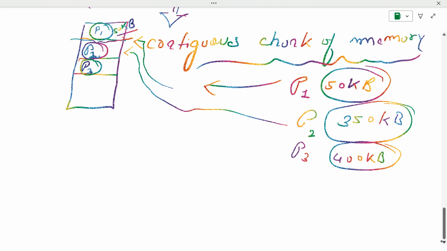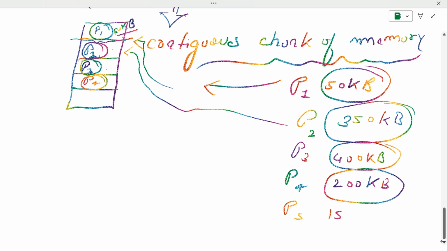Don't go by this picture, I drew it smaller, but actually the 400 kb is larger than the 350 kb, which is larger than the 50 kb. Now after P3, P4 comes, and P4 requires 200 kb. This 200 kb is again allocated from the continuous chunk, and P4 is placed here. Then P5 comes, and let's say P5 occupies 150 kb. The 150 kb is allocated from here, and P5 is placed here.